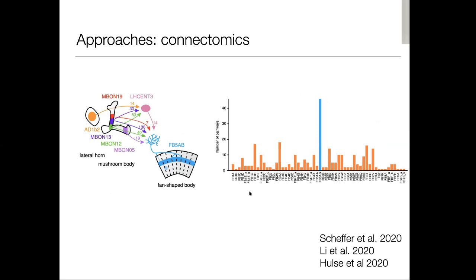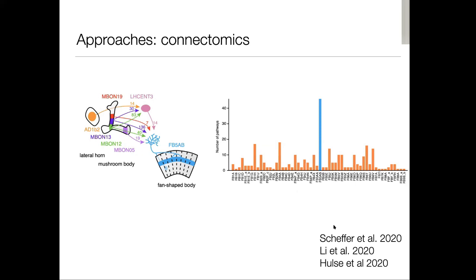As well, Aaron looked at all the fan-shaped body inputs. You can see that there are many fan-shaped body inputs, and he looked at their predicted odor tuning, because we know the glomeruli that encode this attractive odor, apple cider vinegar, that we were using. He could make predictions about which fan-shaped body inputs get the most input from those glomeruli, and therefore would be predicted to strongly respond to apple cider vinegar. And again, FB5AB stood out as having the largest number of connections from glomeruli that would sense apple cider vinegar.